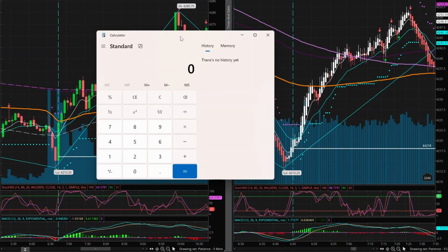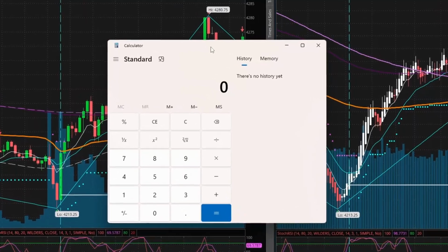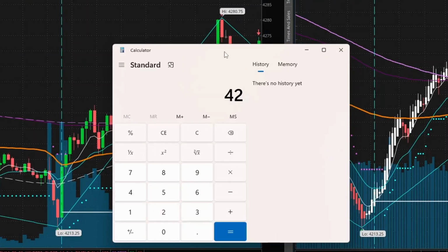Again, this is, I know, theoretical, but just the potential of what could happen, right? If you exited at 42.80.75 and you entered right at the bottom at 42.13.25, but let's use the example of 42.18 that I used. That would have been 62 points, which would have been amazing for the S&P 500.